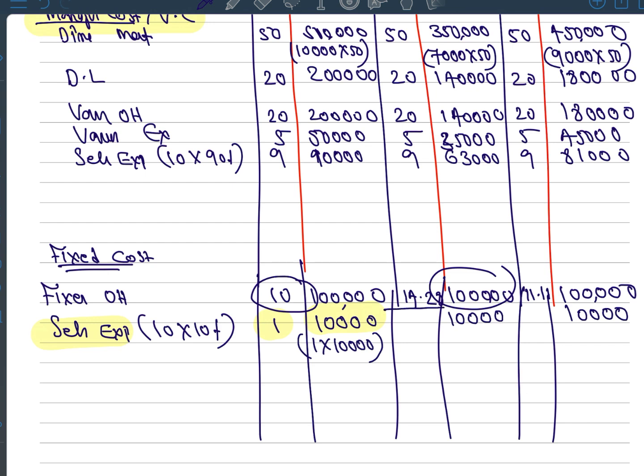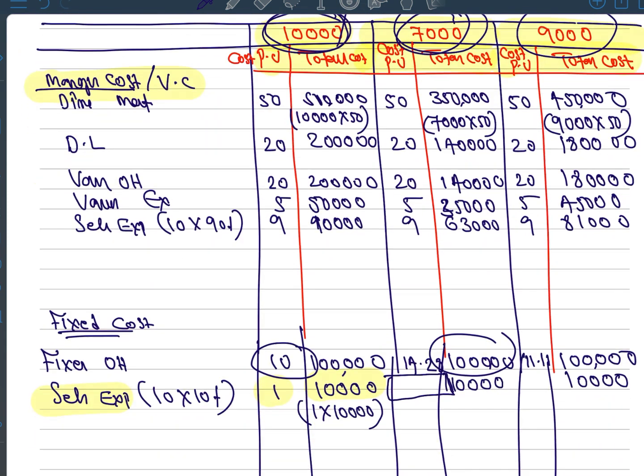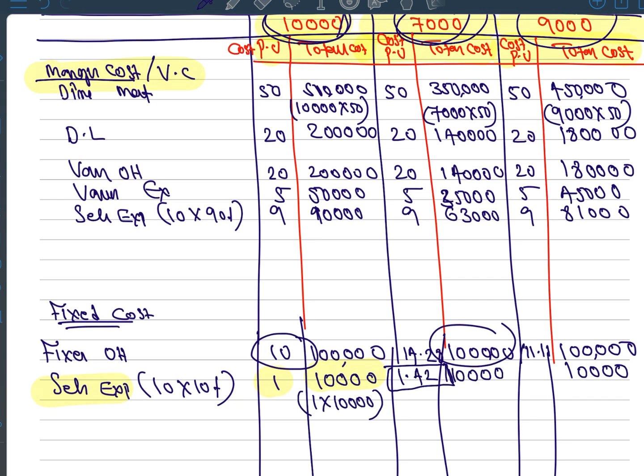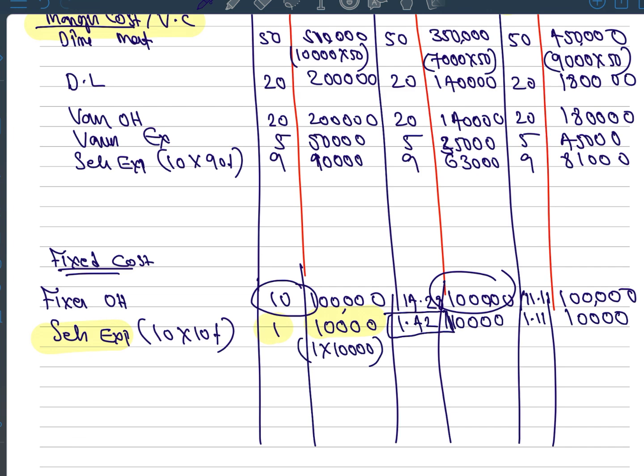Then is it required to show how to calculate this? Do you know how 10,000 divided by 7,000? 1.42. Okay, that's all. Then next, 10,000 divided by 9,000, 1.11. You got that?